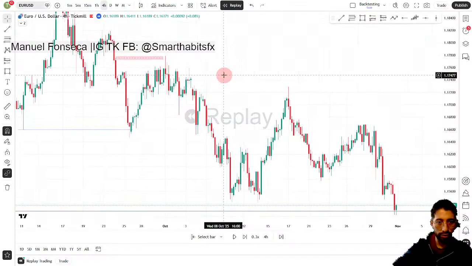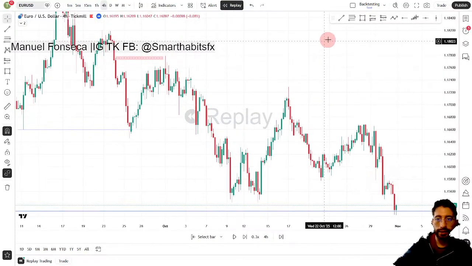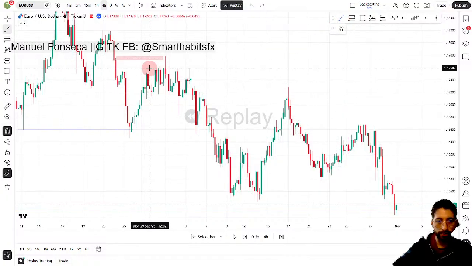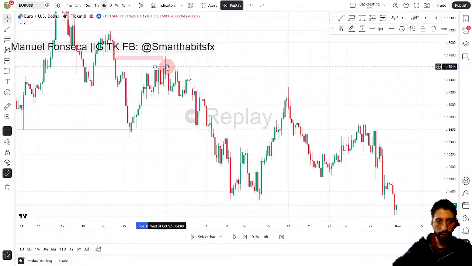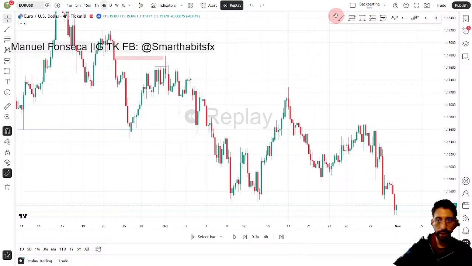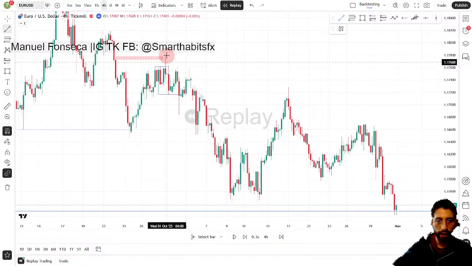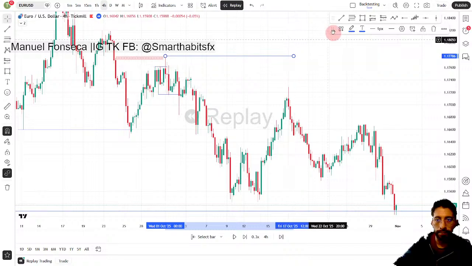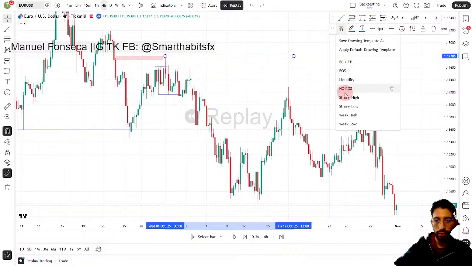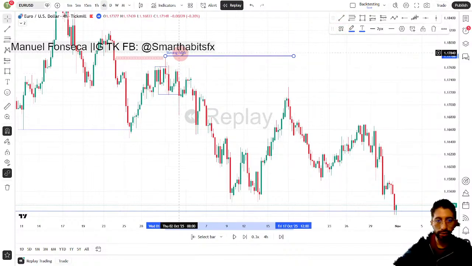I'm doing all of it just to explain to you the direction. So after that, the direction in 4 hours became bearish, right? So it took the liquidity right here, and then it made a break of the structure here. Boom. After this break of structure, we can assume that this will be our strong high in the 4 hour time frame, right? So it will be our strong high in the 4 hour time frame.